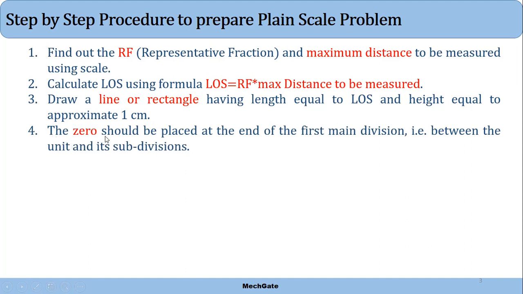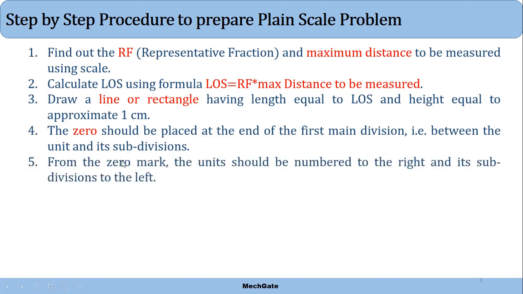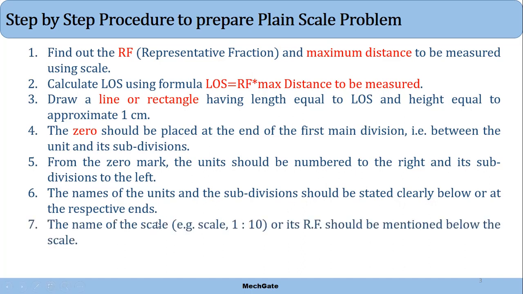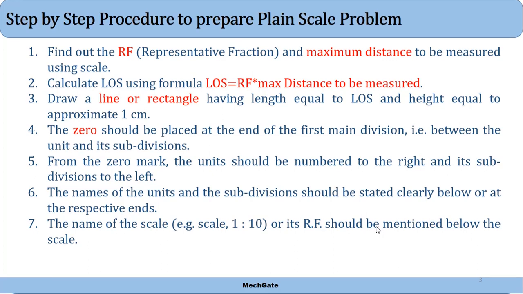Next step is 0 should be placed at the end of the first main division between the unit and its subdivision. From the 0 mark, the unit should be numbered to the right and its subdivision to the left. The names of the unit and its subdivision should be stated clearly below or at the respective ends, and the name of the scale or its RF should be mentioned below the scale. So these are the steps that we have to follow while preparing the plain scale problem.